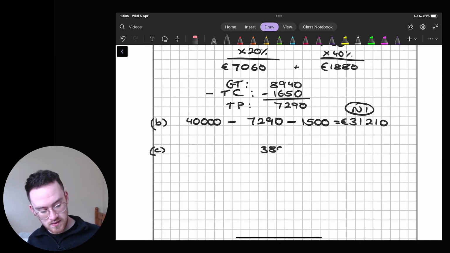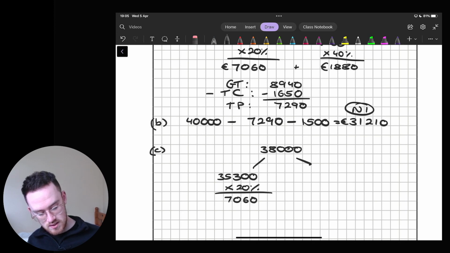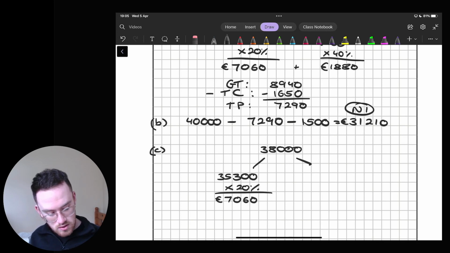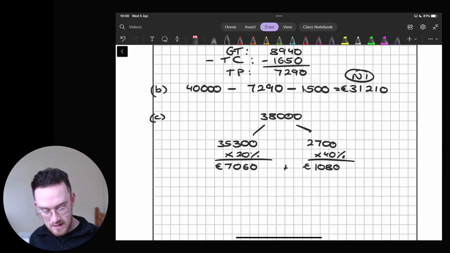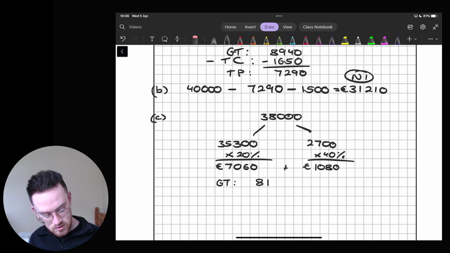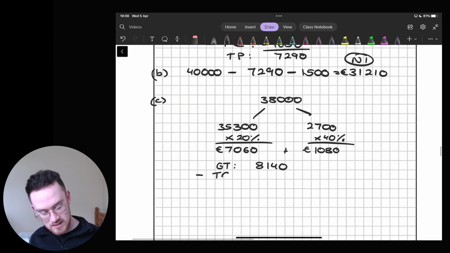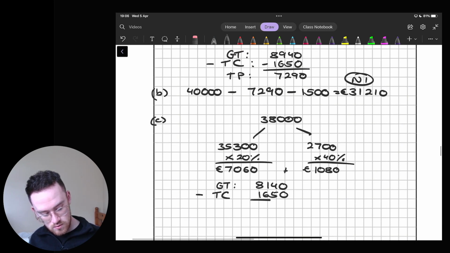So this time, 38,000, same idea, so the cutoff point's the same, the rates are the same, 760. This time we'll have a different amount on this side because she's earning slightly less than she was, so 2,700 at the higher rate, 40%, and that gives me 1,080. Adding those together then to get her gross tax, we get that our gross tax is 8,140. Now again, I take away my tax credits, which is 1,650, and I get 6,490 as her tax payable.